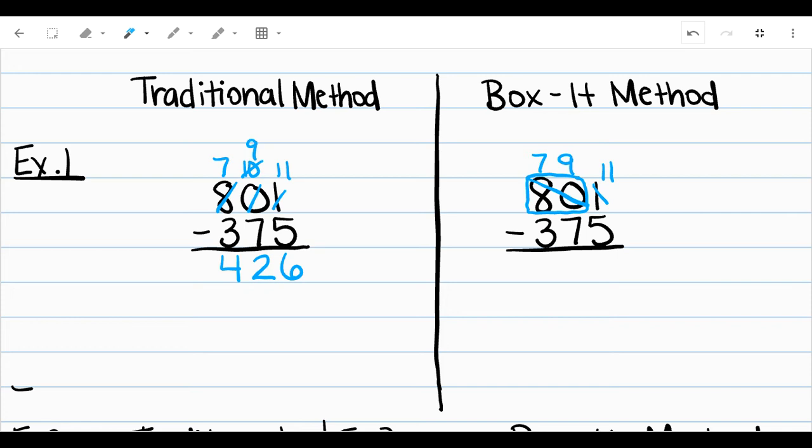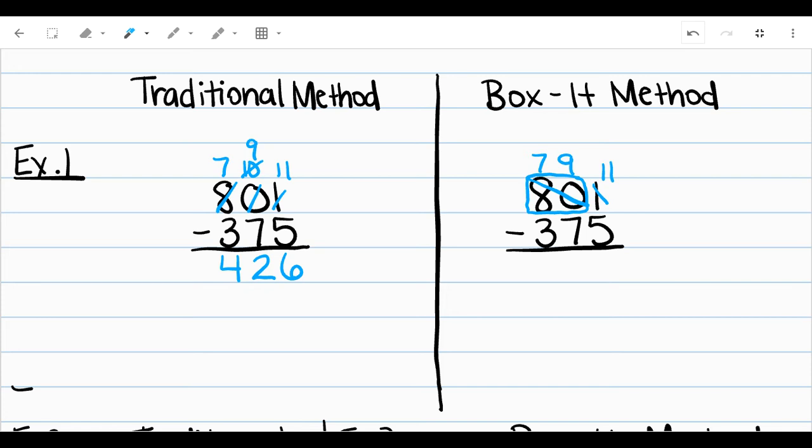It's just doing those 2 steps and making them into 1 by boxing it. So instead of borrowing twice, we just borrow once when we box those 2 numbers together. And if you have more than 1 0, you can box it and make it a 100 number that you take from. We just have to watch that we're making sure that we are only taking 1 away.